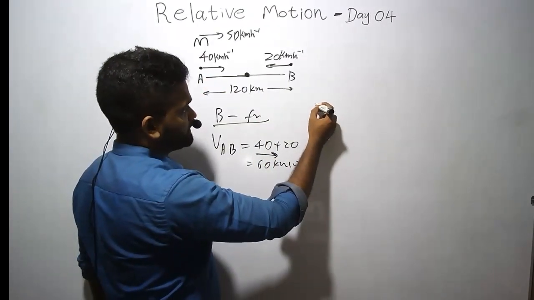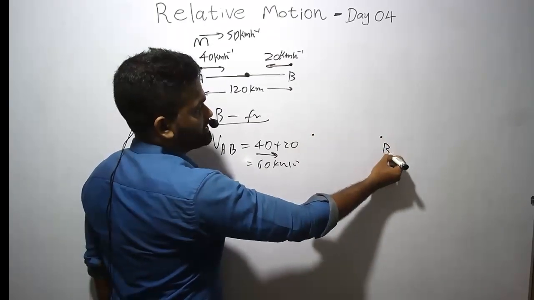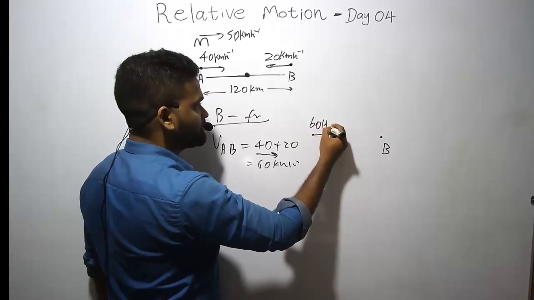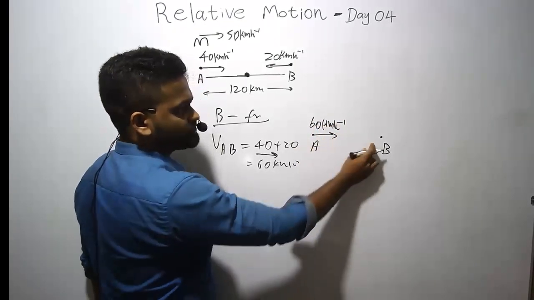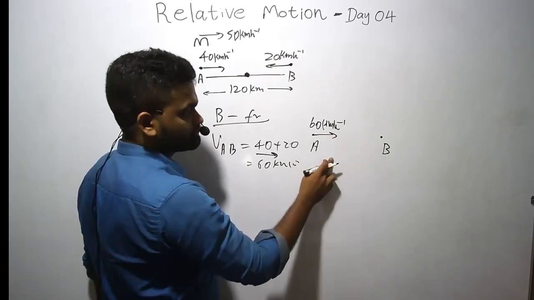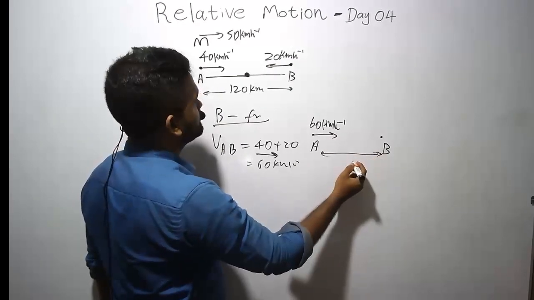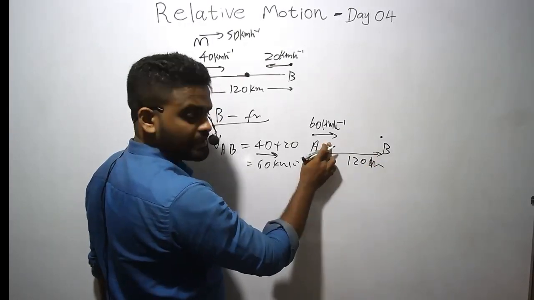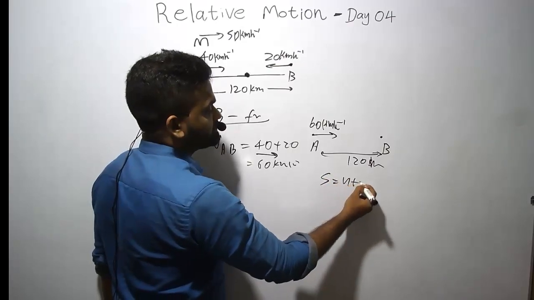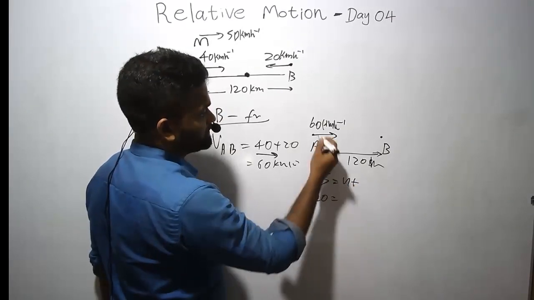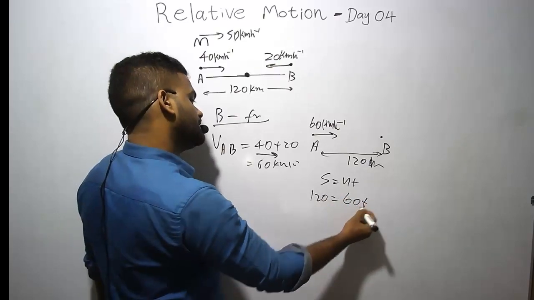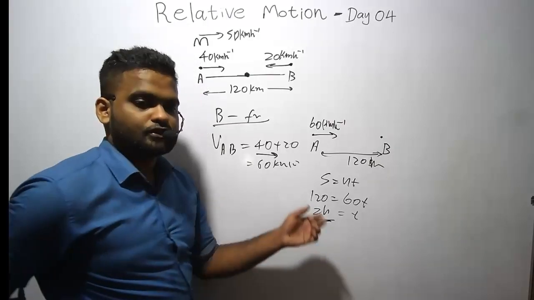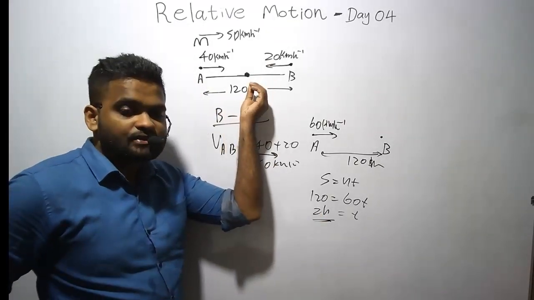So how do you draw the B frame? B is at rest. A is moving towards B at 60 kilometers per hour. So that is seen by B, right? And the gap is 120. So the whole gap of 120 is covered by A. Then just apply the formula: 120 is the distance, relative velocity is 60. So the time is 120 divided by 60, that is 2 hours. So it takes 2 hours for these trains to meet.